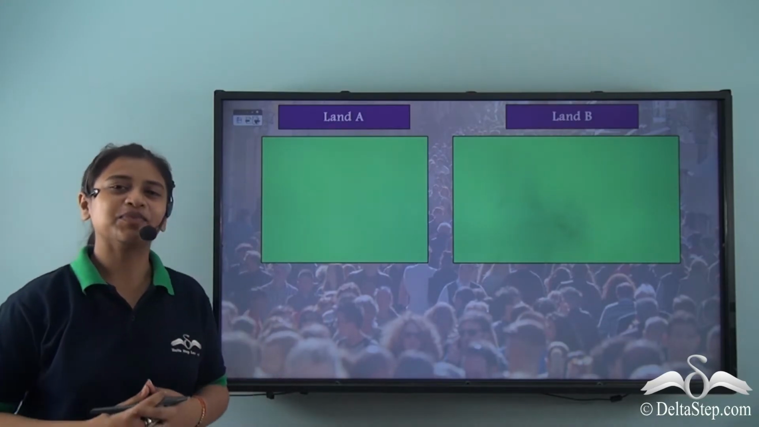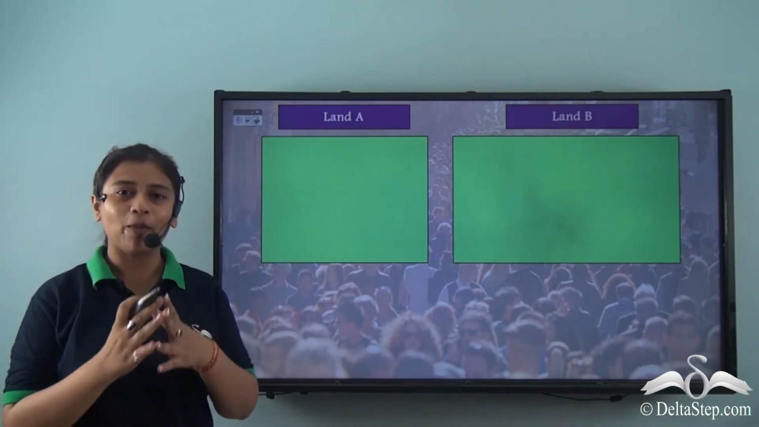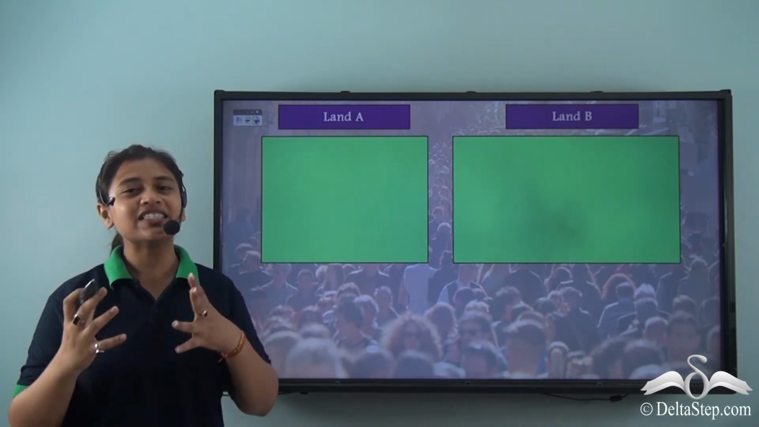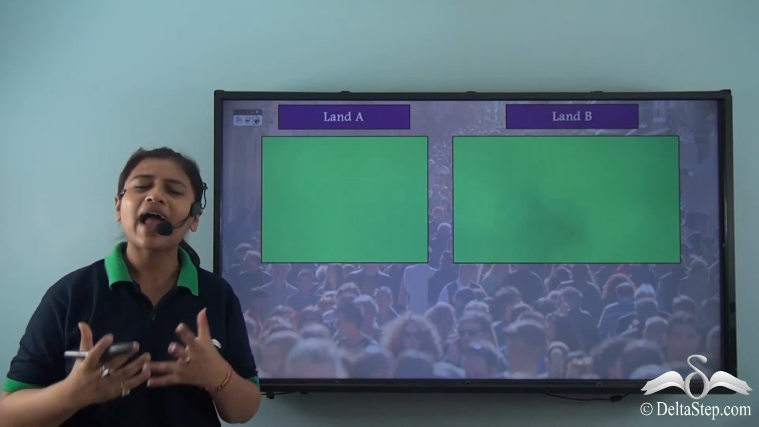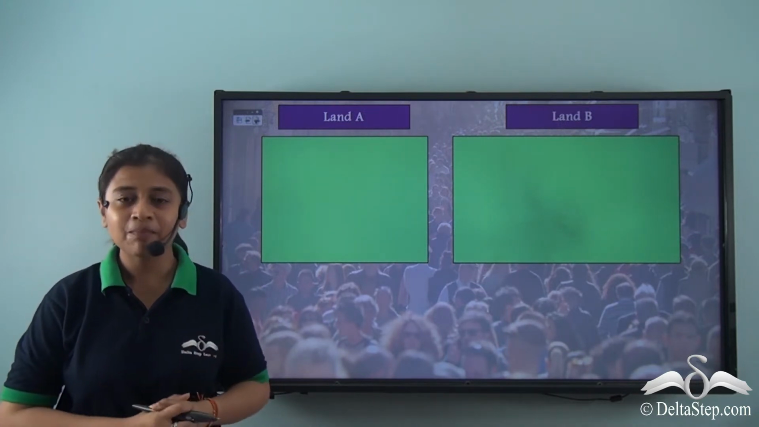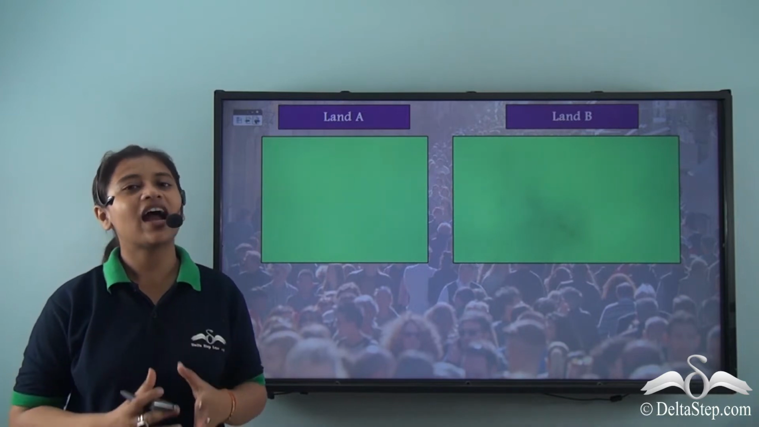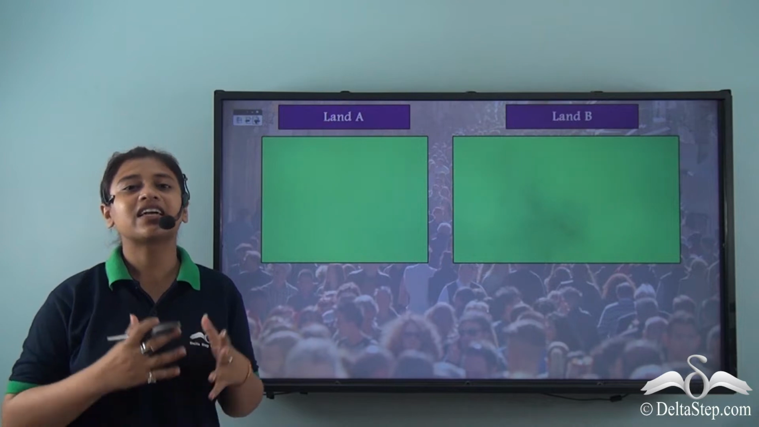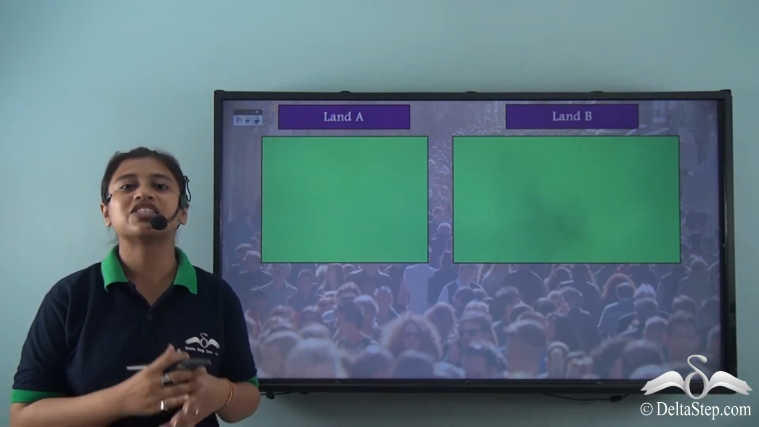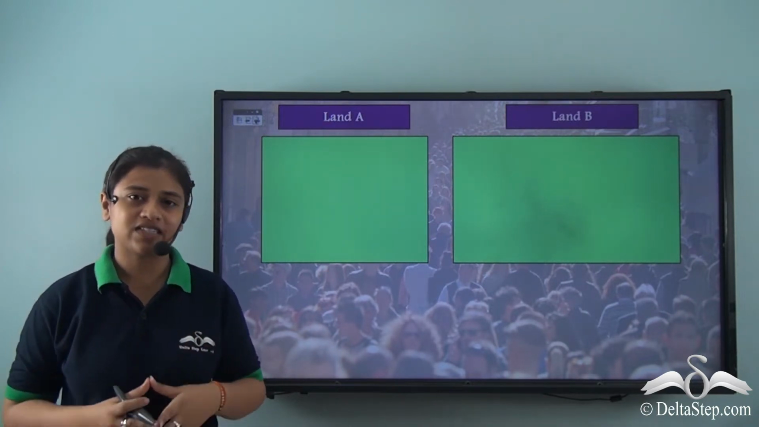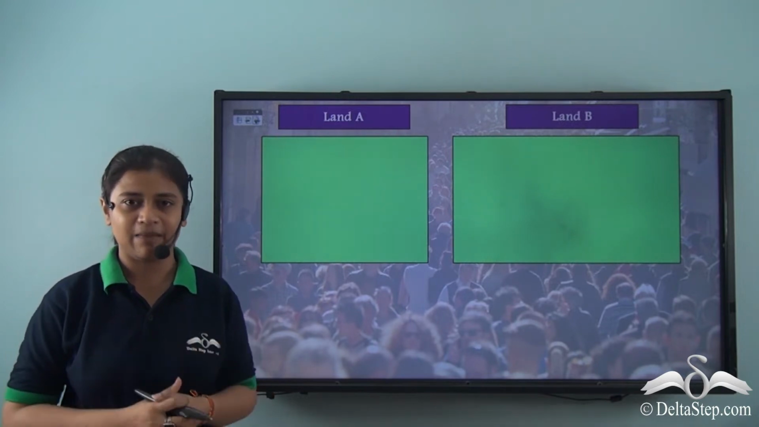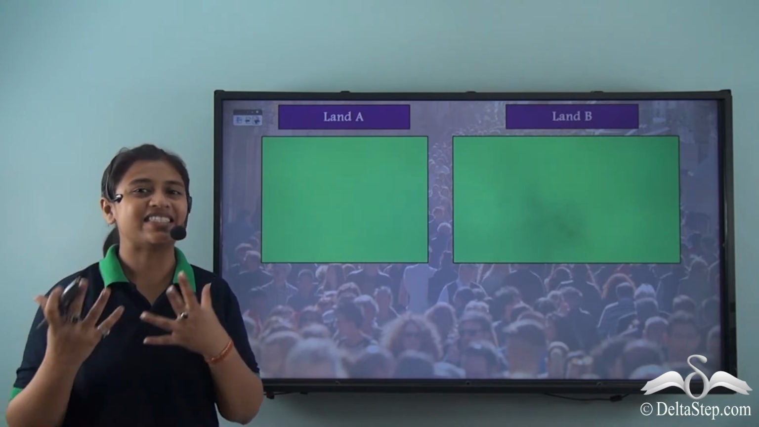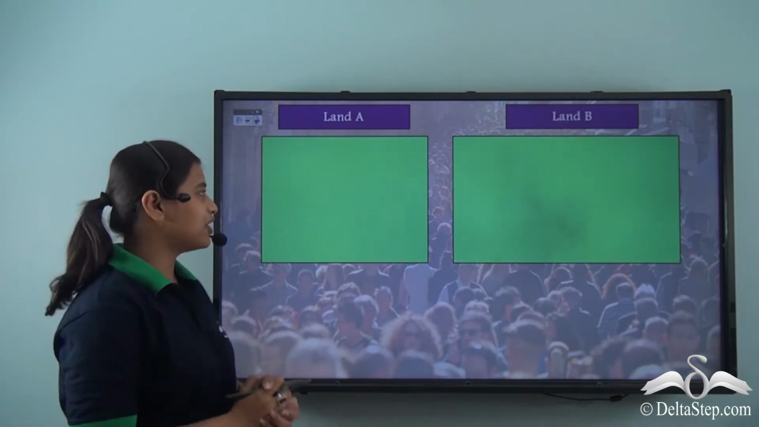In our last lesson, we learnt about the meaning of population and population dynamics. We understood that population dynamics is the study of how and why a population changes in size, structure and composition over time and place. In this lesson, we will continue our discussion on population dynamics, but our focus of study will be population density. Now, to understand the difference between population and population density, let's take an example here.